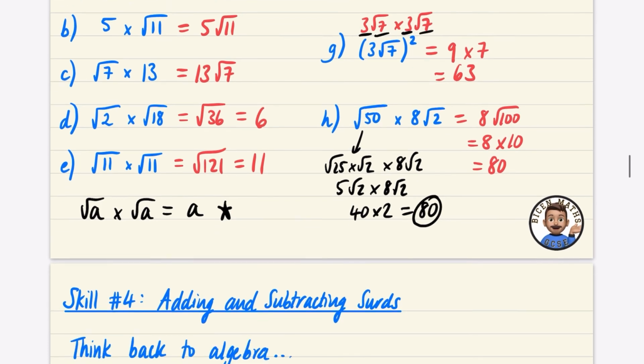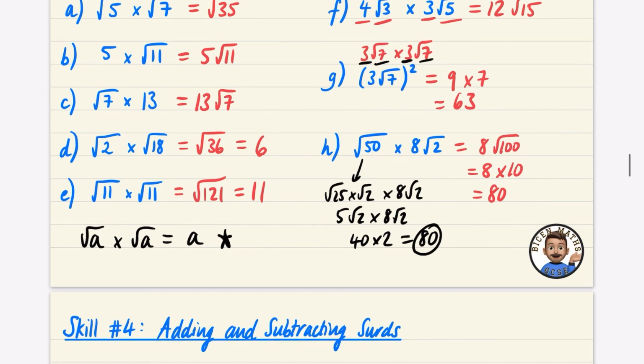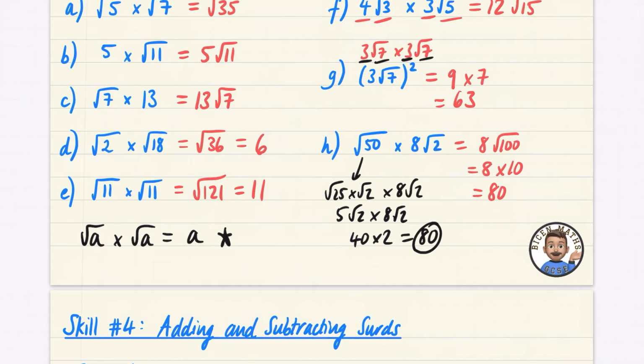So in the next video, we're going to be looking at adding and subtracting surds, and it kind of calls back to some things that you will have learnt with algebra before this.